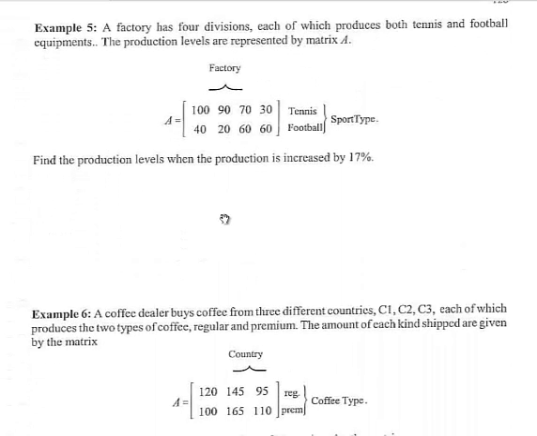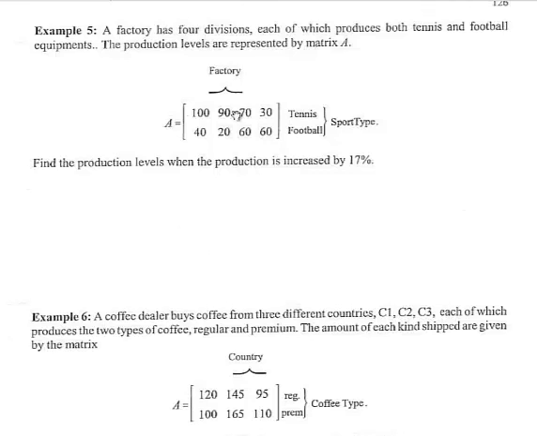Alright, example 5, sort of an application problem. It says a factory has 4 divisions. Each one produces both tennis and football equipment. The production levels are represented by matrix A. Okay, here we are. Here's our matrix. Matrix A is a 2 by 4, 2 rows, 4 columns. Find the production levels when the production is increased by 17%.